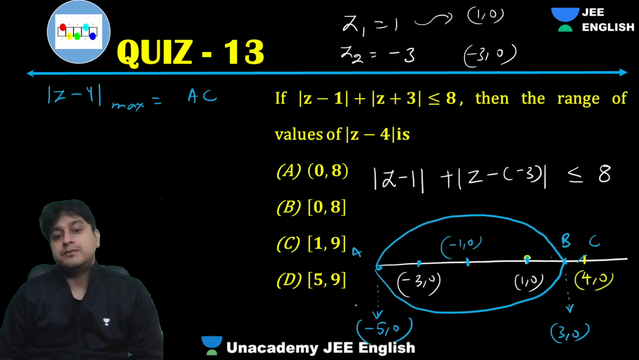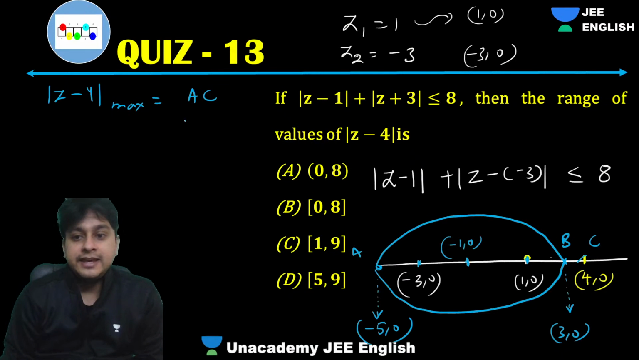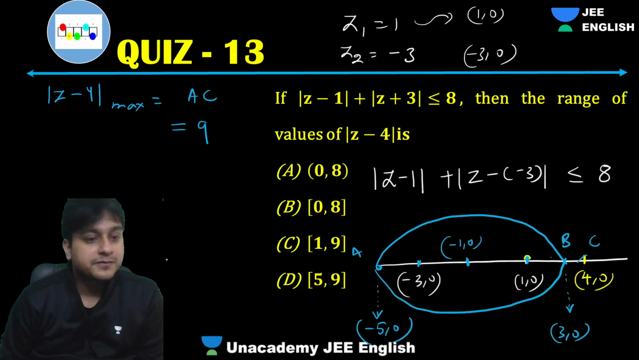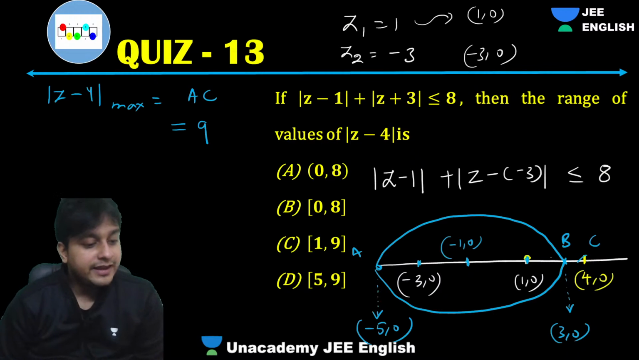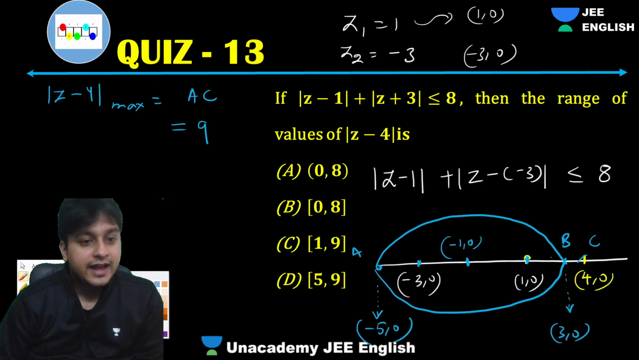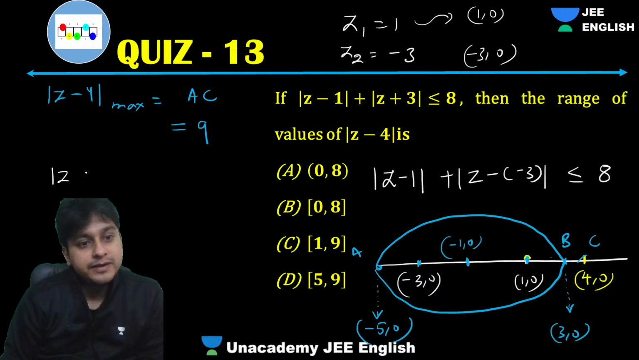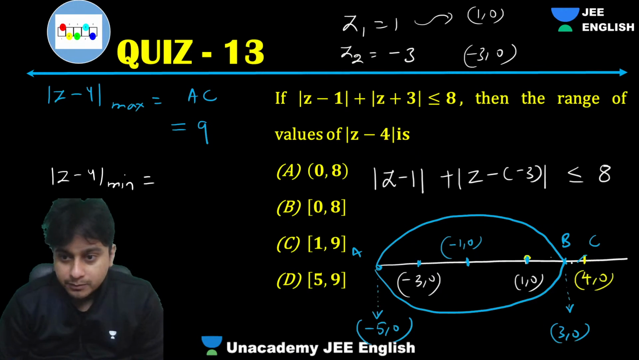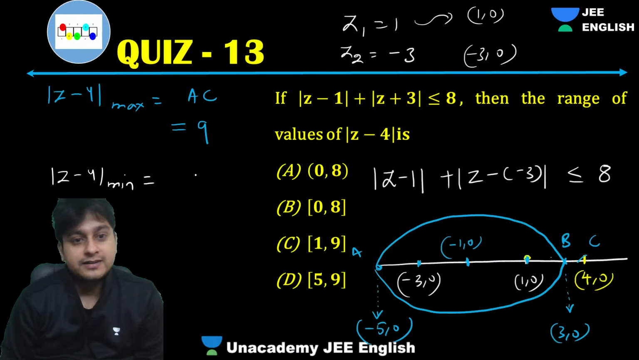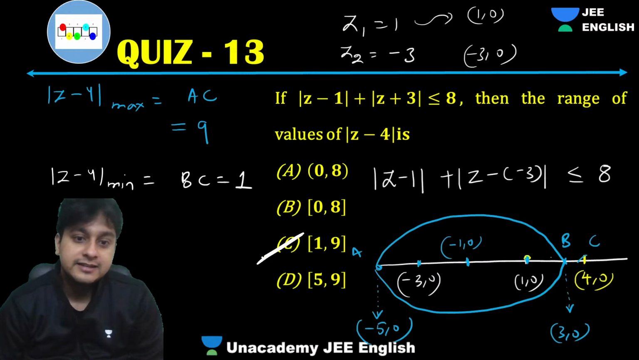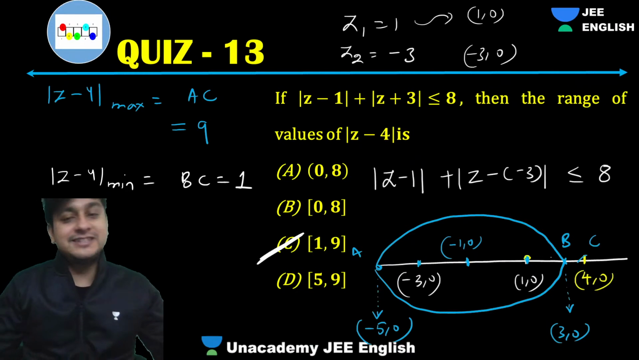Now the answer will come. So guys, what is the maximum AC? AC is what? 9 units. And what about z minus 4 min? Distance of this minimum will be what? From B to this. What is it? 1, right? That is BC. That is 1 unit. That's the reason why, guys, the range is 1 to 9. Amazing question, isn't it? Yes.